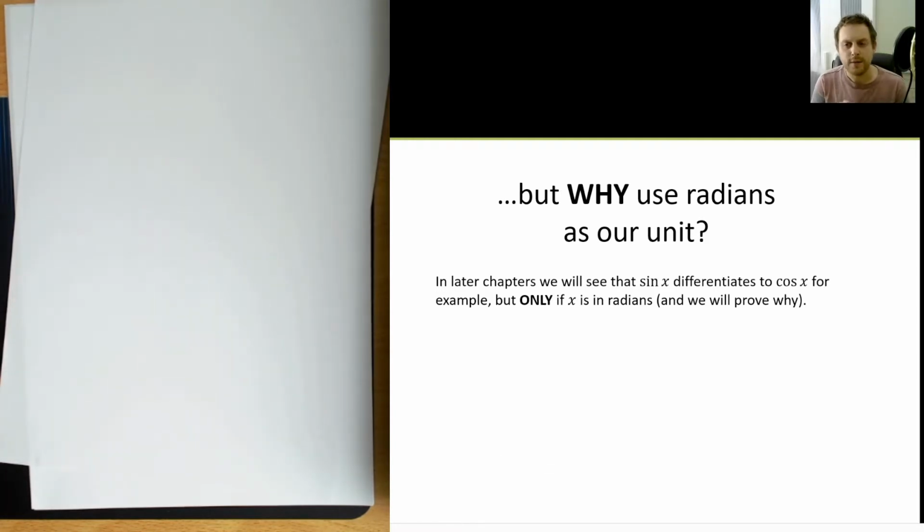And so when you differentiate sine x, you get cos x. And this is a really, really big deal. And this is only true if we're in radians. If we're in degrees, we don't get that answer. We get something related to it, and you'll learn more about that when you learn about the chain rule for differentiation. But right now, this is why we use radians. So sine x differentiates to cos x.